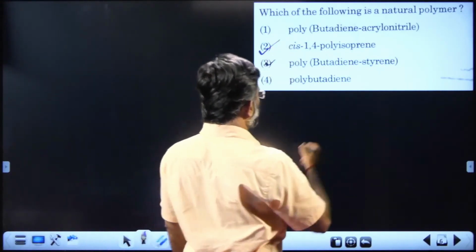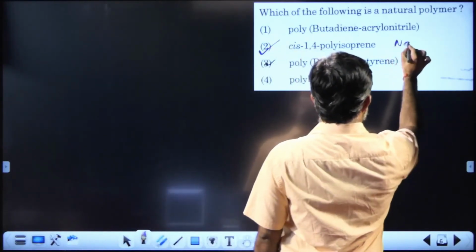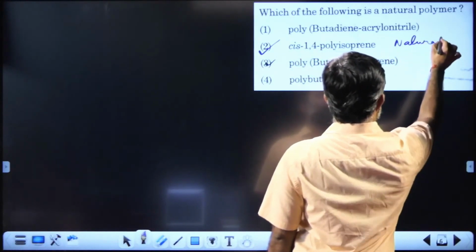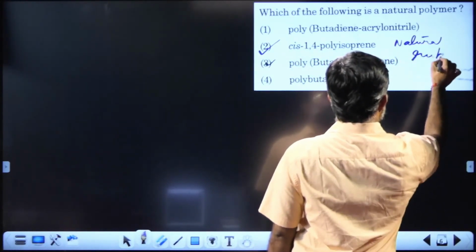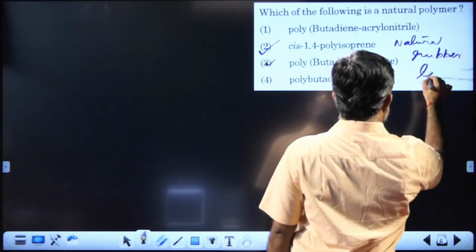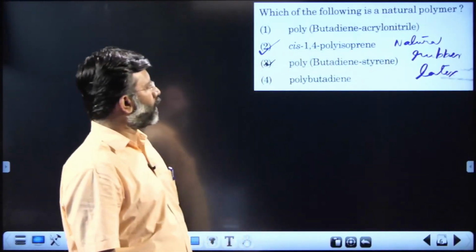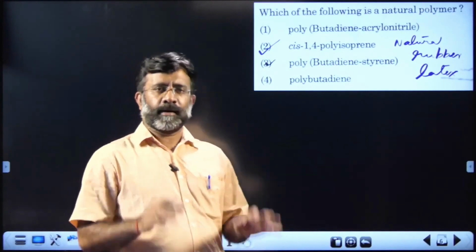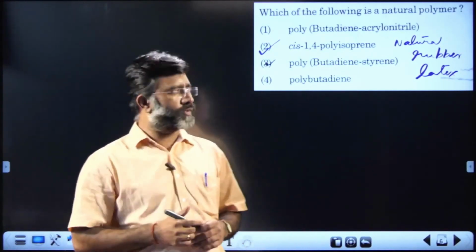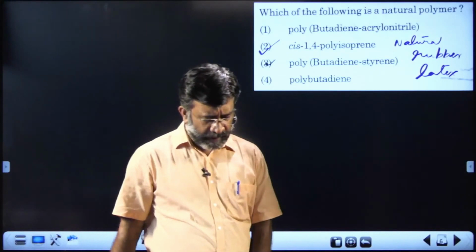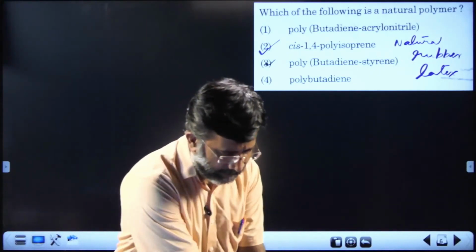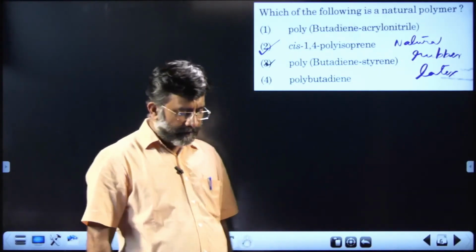It is natural rubber latex. It is natural rubber, that is latex, and that is cis 1,4-polyisoprene, and that is the natural polymer among the list. Second choice, that is the correct answer. That is sixth question.